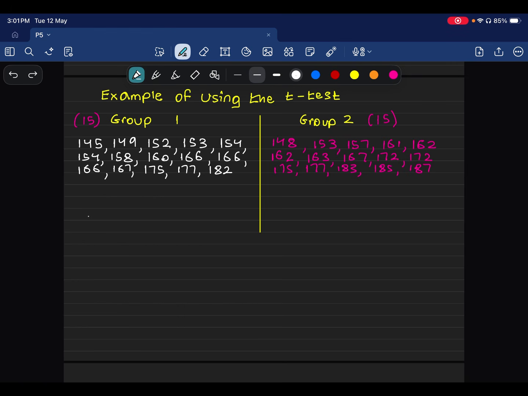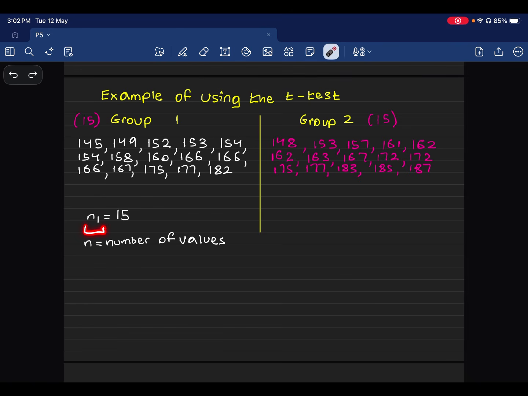So can we say that n1 here is 15, wherein n simply just refers to the number of values? So why have I written n1? Because that 1 is representing group 1 or data set 1. So if you try to translate this into a sentence, it means that the number of values in data set 1 is 15. So meaning the number of values in data set 2 are also 15.